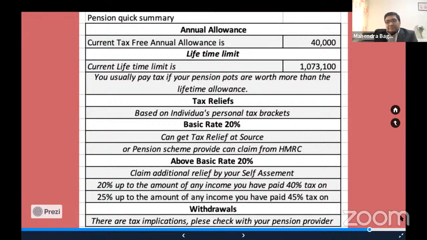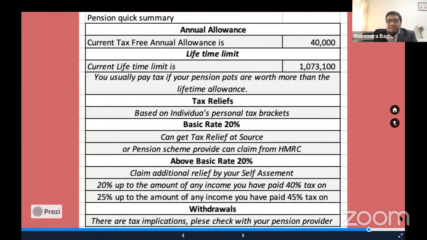Tax reliefs: basic rate tax can be relieved at source, or the pension scheme provider can claim from HMRC. If you are above a basic rate taxpayer, then you can claim additional relief through your self-assessment. And again, your tax advisor or your accountant can help you with all these things. When you withdraw from the pension, yes, there are tax implications on it.